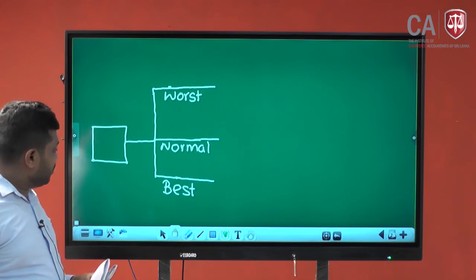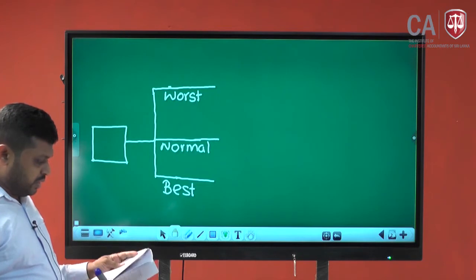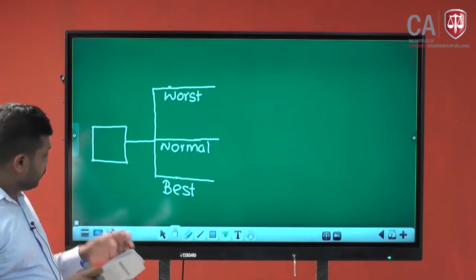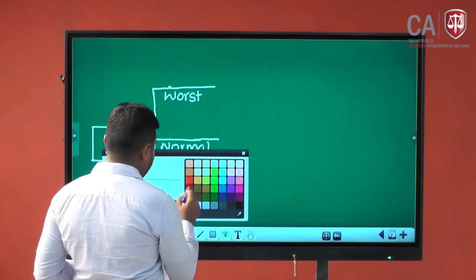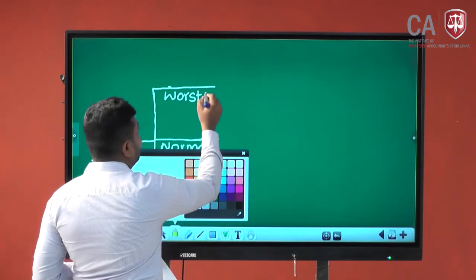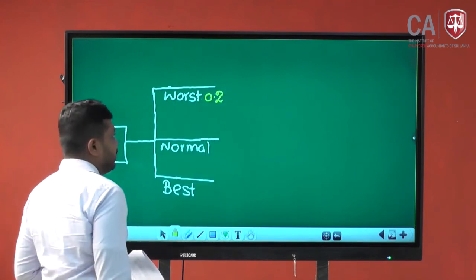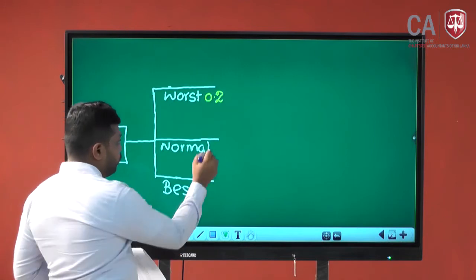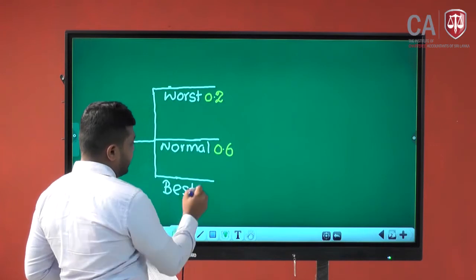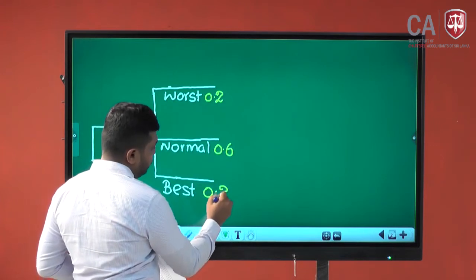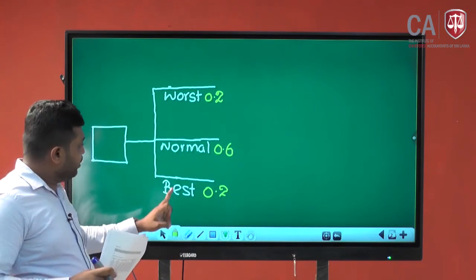The respective probabilities are also given. For the worst case scenario, there is a probability of 20%. For the normal scenario, there is a probability of 0.6. For the best case, 0.2. Worst case, normal, best case.